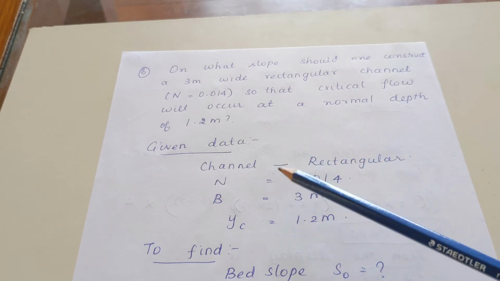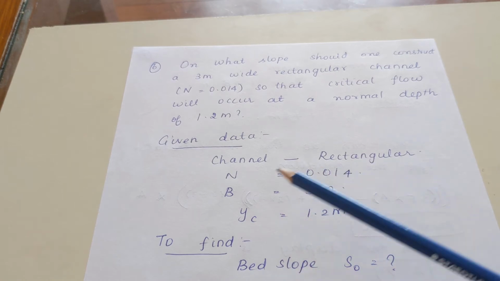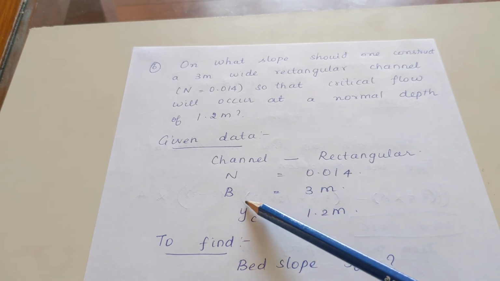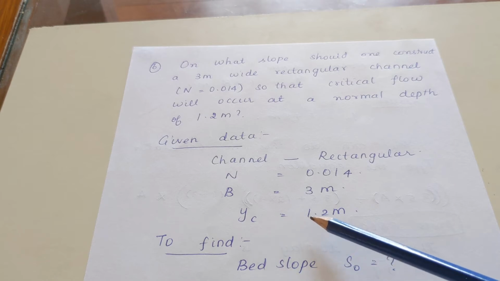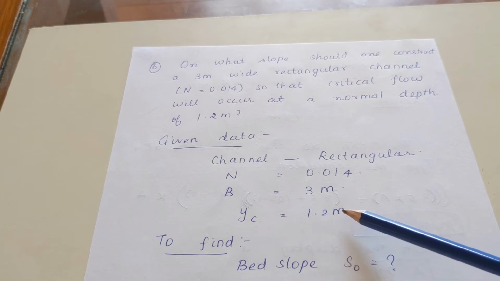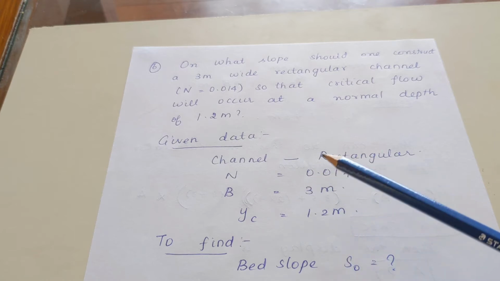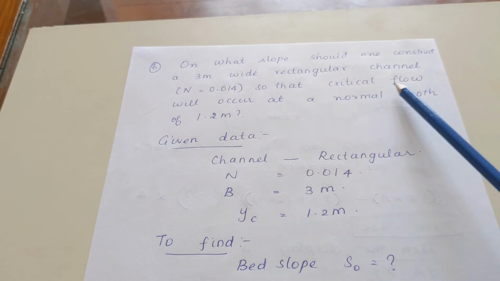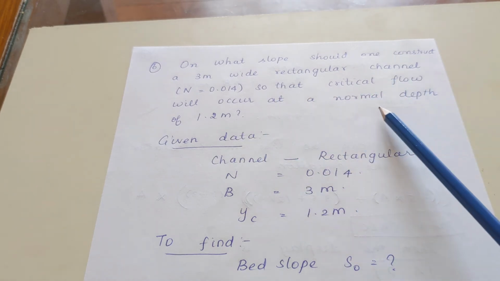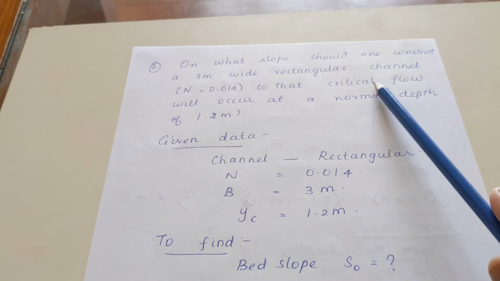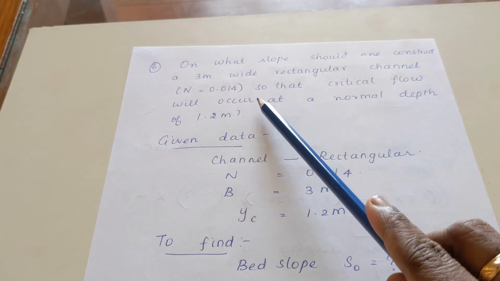First you have to write down the given data. Channel is a rectangular channel. Manning's constant is given. Width of the rectangular channel is given. They have given the critical depth, 1.2 meter. In the problem they have given another data also. What data? So that the critical flow will occur at a normal depth, that is, both the depths are equal. Keep it in mind.